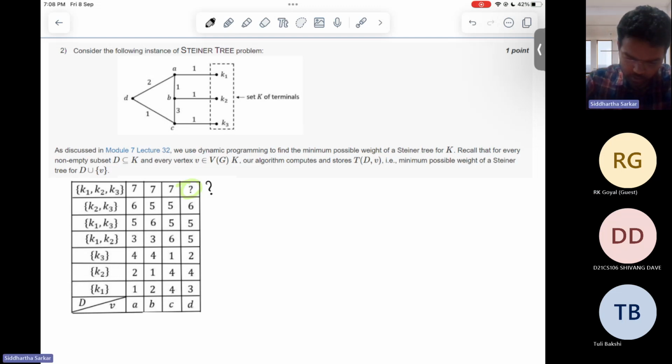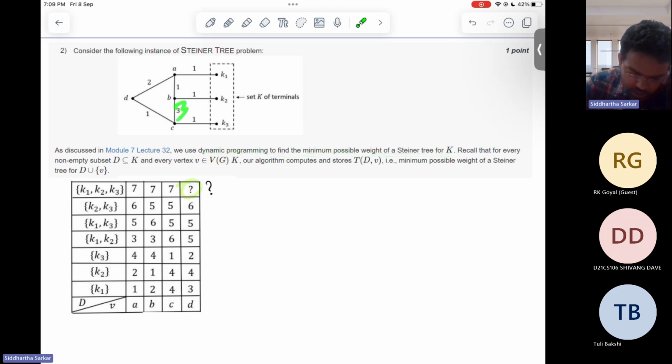So I hope you had a chance to look at the question. So we have a graph. In this graph, there are 1, 2, 3, 4, 5, 6, 7 vertices, and 3 of the vertices are marked as terminals. So we want to be able to pick edges such that these 3 vertices are connected, and we are using dynamic programming to find the minimum possible weight of a Steiner tree.